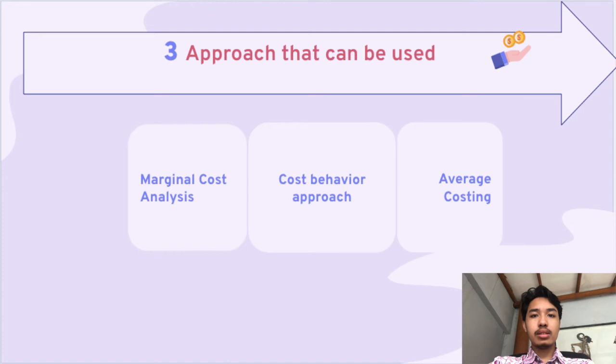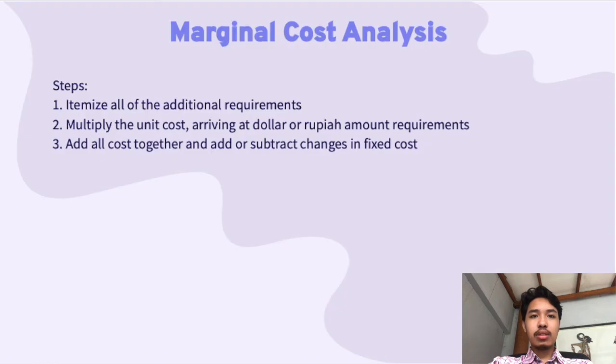In order to analyze the cost or saving of increasing or decreasing the level of service, there are three approaches that can be used. First is the marginal cost analysis, second is the cost behavior approach, and the third is average costing. Marginal costing measures the increase or decrease in cost due to a change in the level of service and only focuses on the change. This approach does not calculate the two total costs for two different service levels. It calculates the difference between the two by estimating the cost that will change with the change in service level.